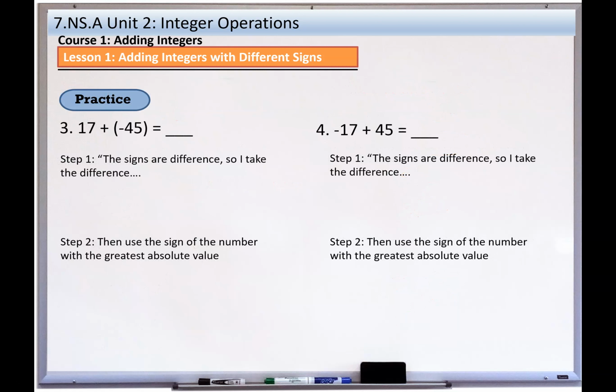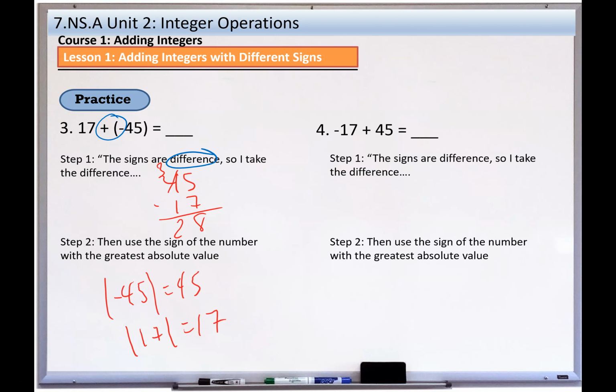Another example, 30 plus a negative 45. Well, my signs are different, so I take the difference, which gives me 28, but it's going to be a positive or a negative 28. Well, negative 45 has a higher absolute value, so my answer has to be negative.